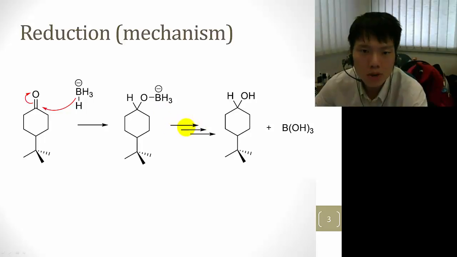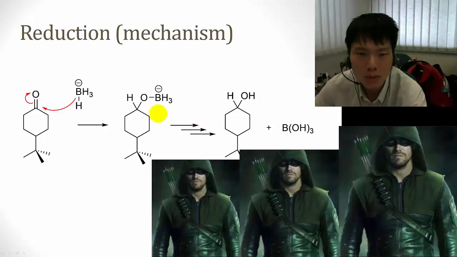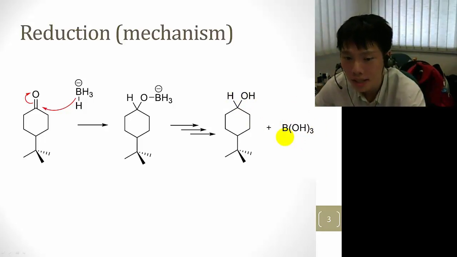Now when you see 3 arrows, it means that you have a few steps after that to form a final product, which is the alcohol. Now over here, the stereochemistry is not being shown, but later on you need to show it when you draw out the structure in a 3D manner. What is the byproduct here? It is boric acid, the acid of boron.